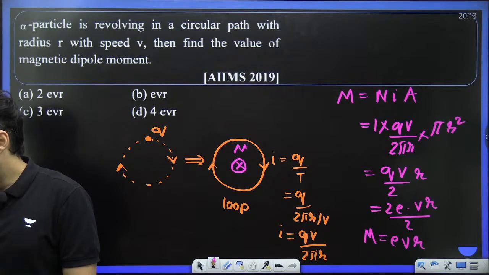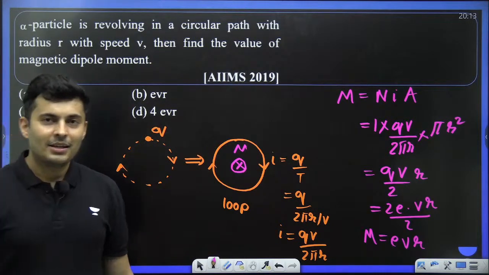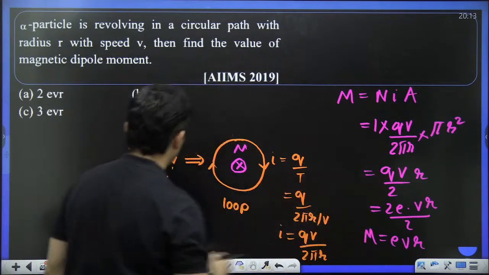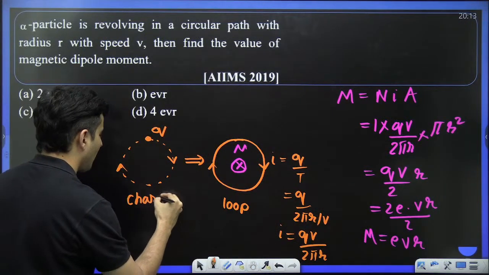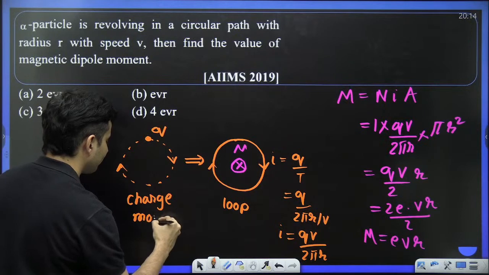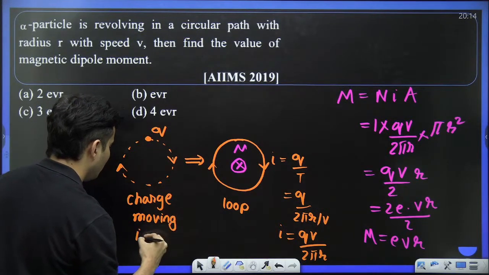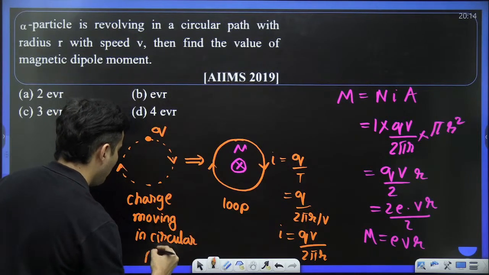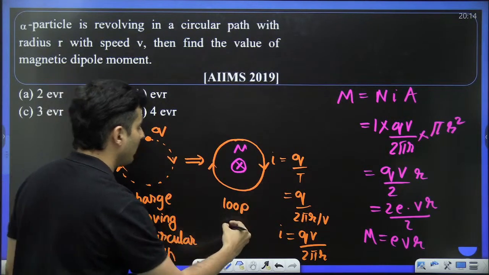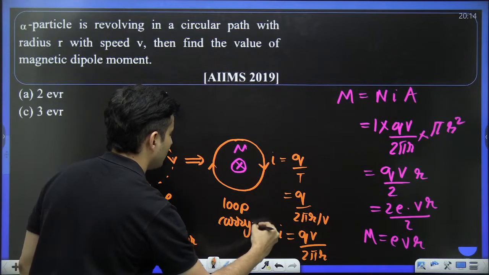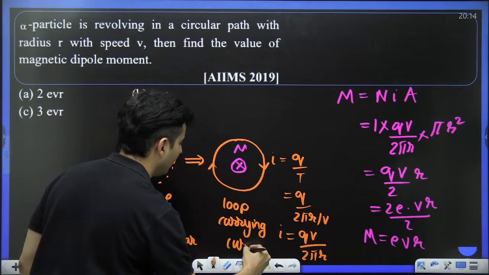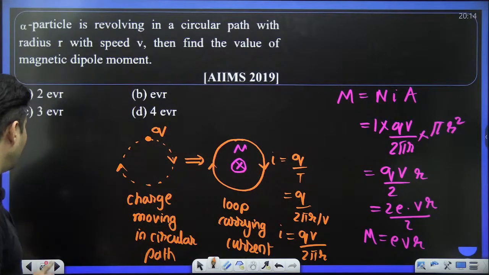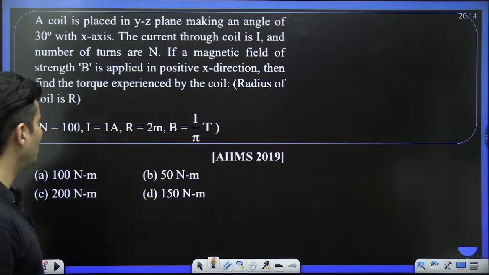Okay. So a charge moving in a circular path is like a loop carrying current. That is the main takeaway of this problem, because once you know the current, finding the magnetic moment was never a big deal. So let's go to the next question coming up on your screen.